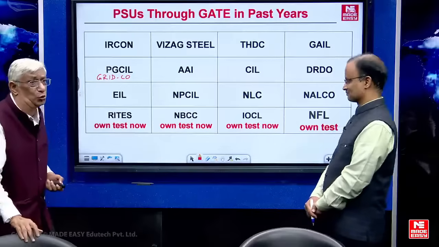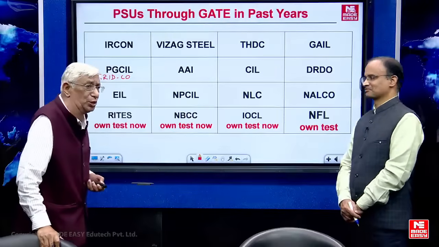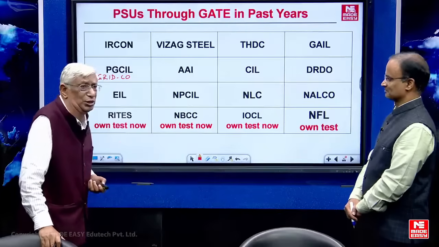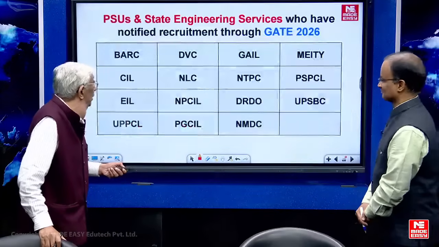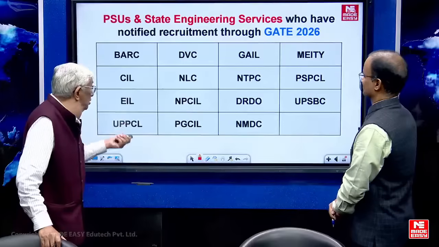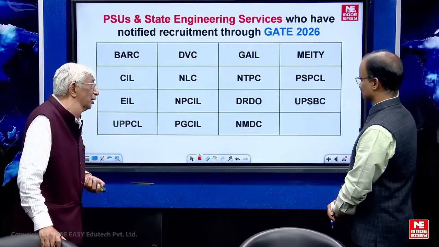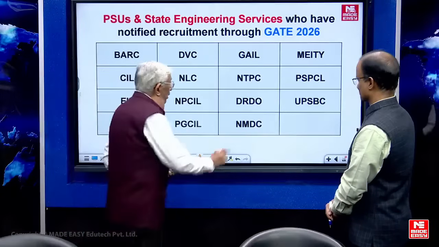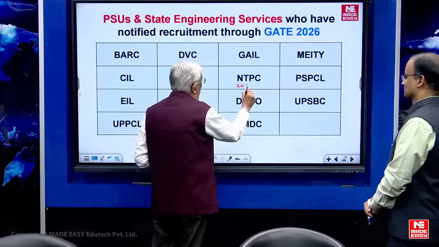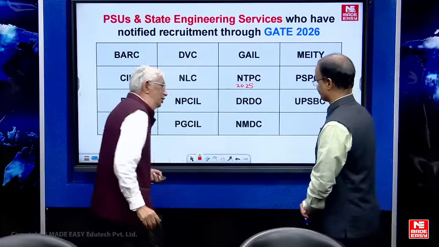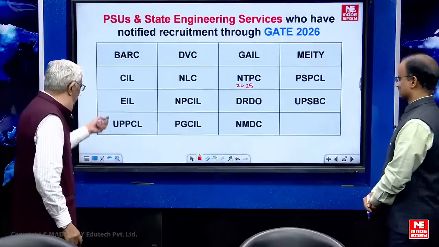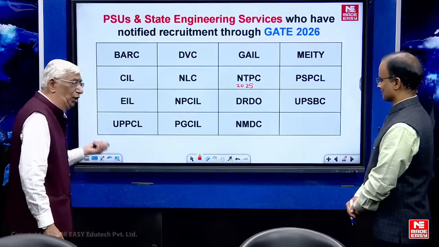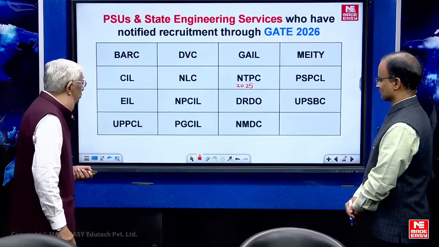Earlier it was known as POSOCO, which was recruiting based on GATE score. Again, a very good organization from an electrical engineer's perspective. These organizations have already declared their intent to recruit through GATE, and as I said, NTPC will be based on GATE 2025. UP State Bridge Corporation and UP Power Corporation are again recruiting based on GATE scorecard.